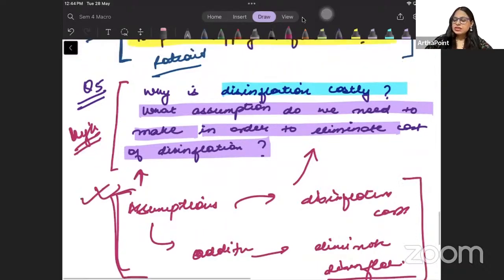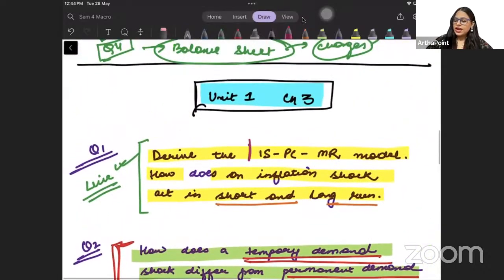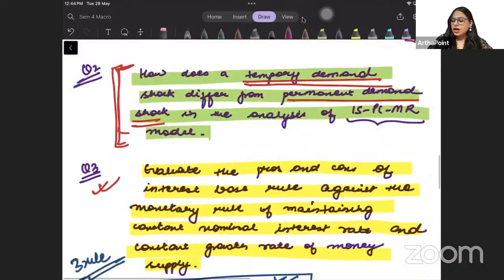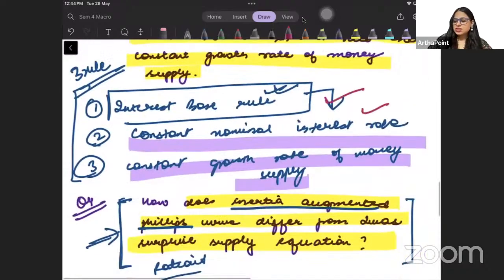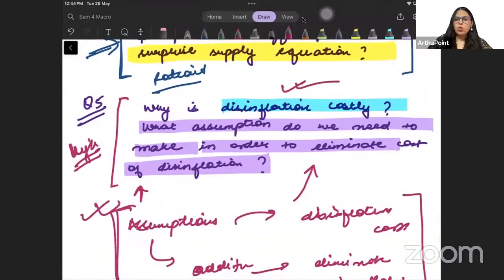So I am expecting that this is it that would be asked. Most of the focus of the exam should be on ISPC MR model. Since you are studying this for the first time, they will ask something related to this in exam: temporary demand shock, permanent demand shock, inflation shock. This has a very, very high chance of coming. So you just revise those diagrams very, very well. If that does not come, then the exam will ask about these 3 kinds of rules. And at last, the exam will ask about disinflation. More or less, these are the important questions from your Unit 1, chapter number 3.